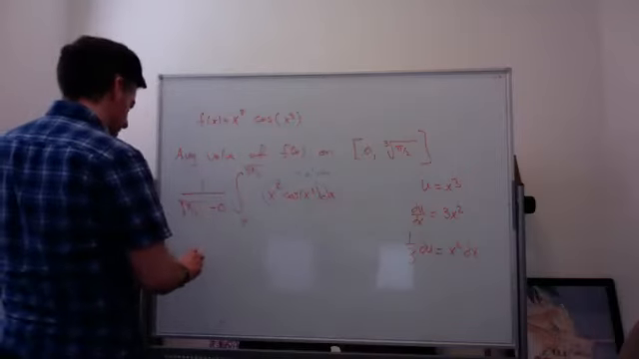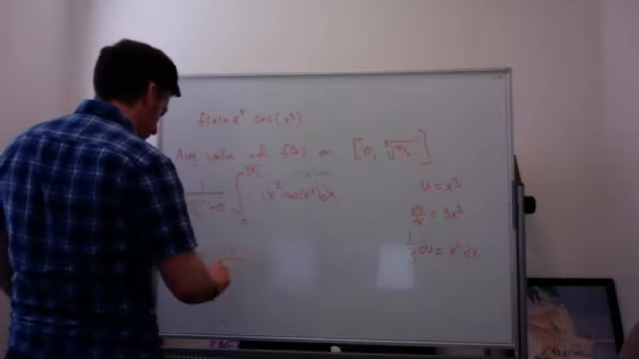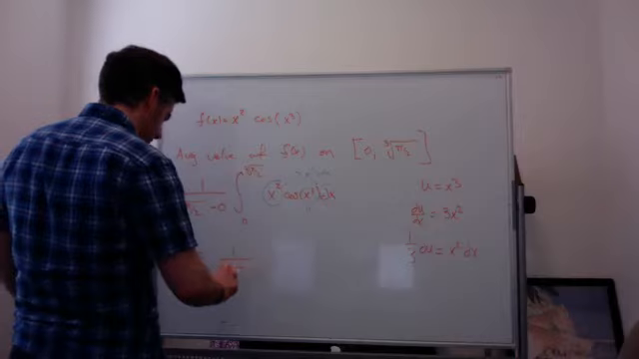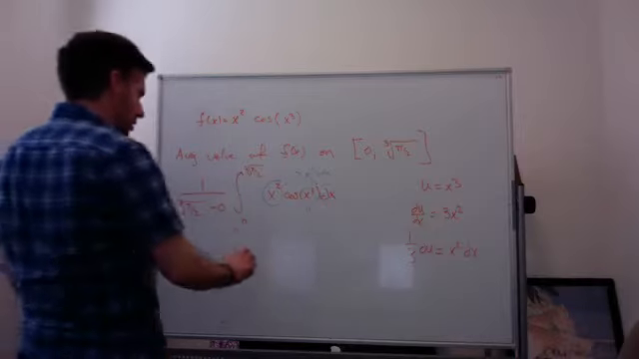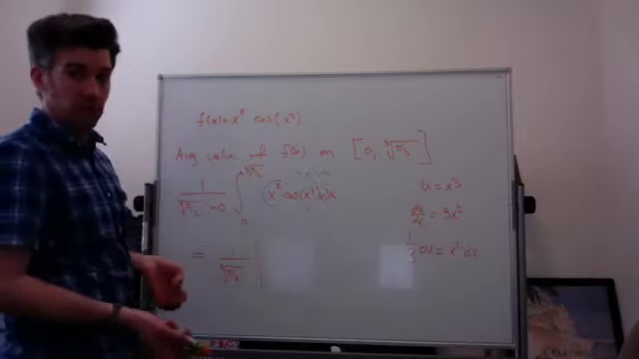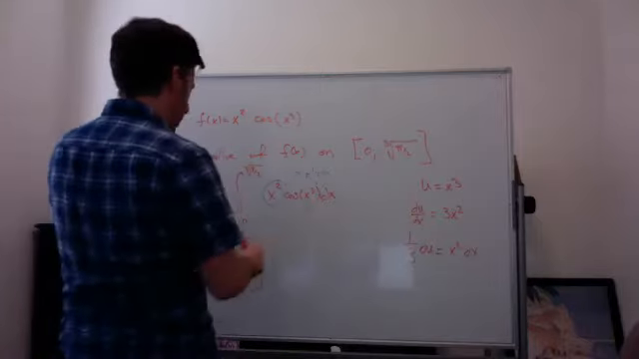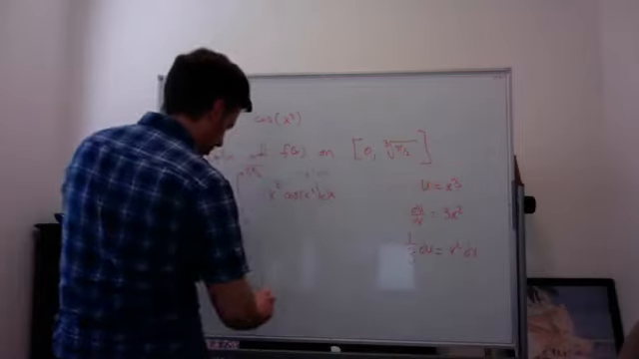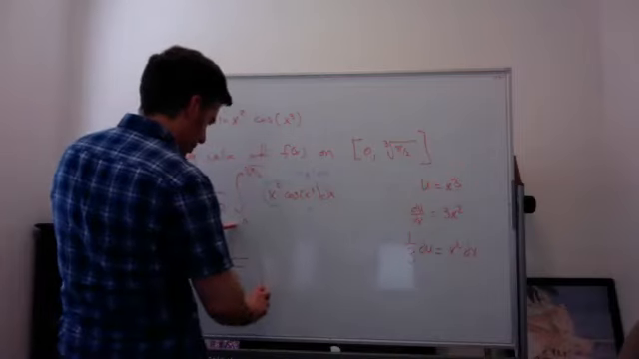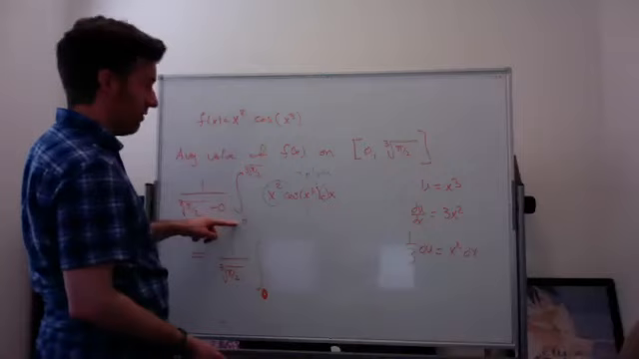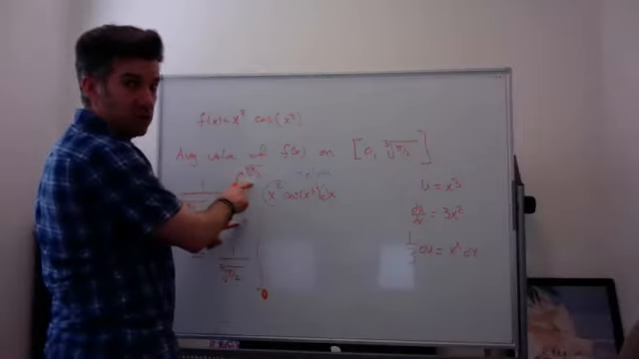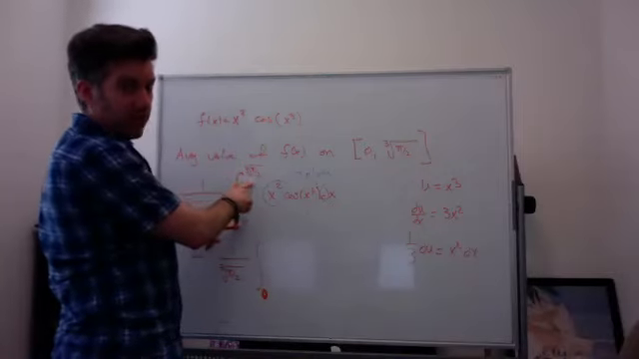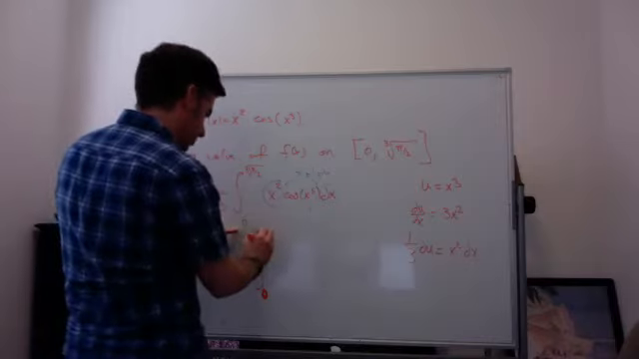So I'm going to write this as 1 over the cube root of pi over 2. I know it's not a nice number, but it's a number. And let's go ahead and change limits of integration. So if x is 0, u is going to be 0 cubed, which is still 0. And if x is the cube root of pi over 2, then u is going to be the cube root of pi over 2 cubed, which is just pi over 2.